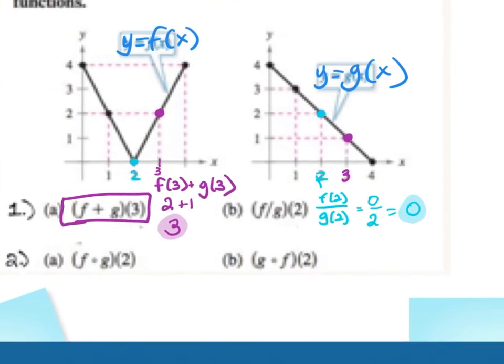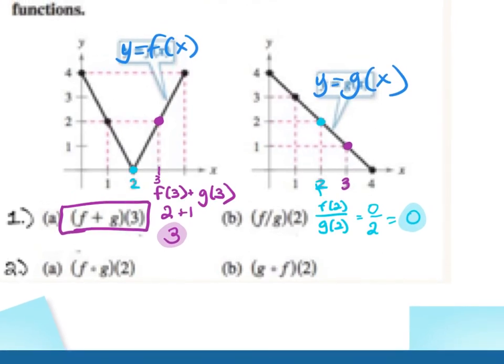Go to 2a. That is an f open dot g, f of g of 2. So this means find f of g of 2. Go to g of 2 first. Figure out what that is. Remember the g is 2 here, which means the answer there's 2. Then find f of that. F of 2 is 0.